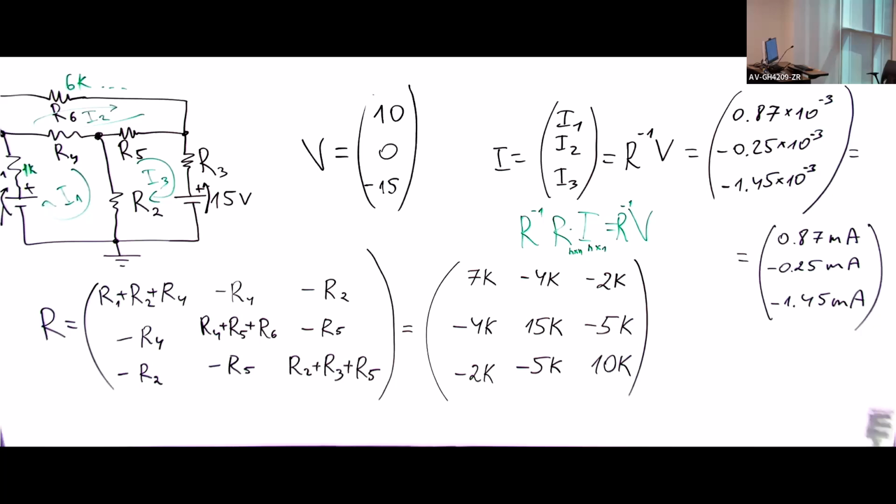Okay? Why not write V equals IR? Because R is n by n, and this one is n by 1. You cannot multiply, this is not defined. Because this is like vector, you cannot multiply it by matrix like that.